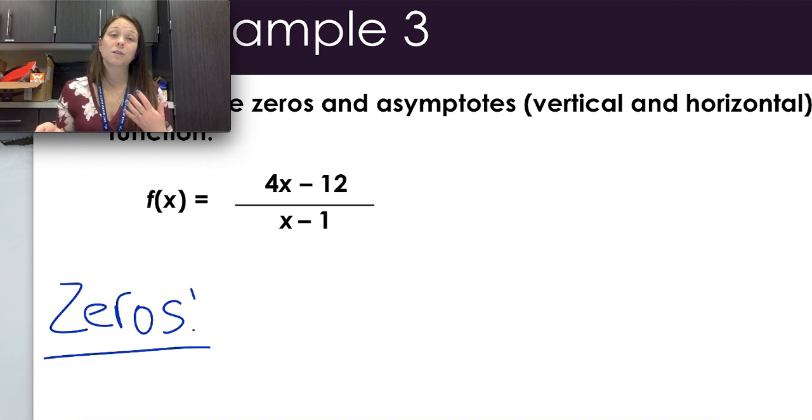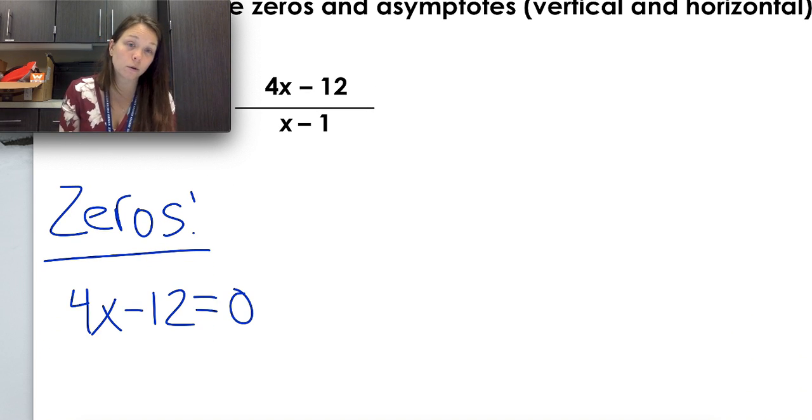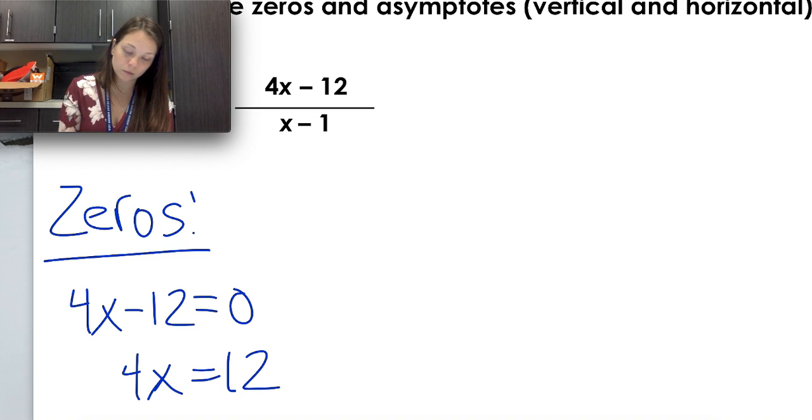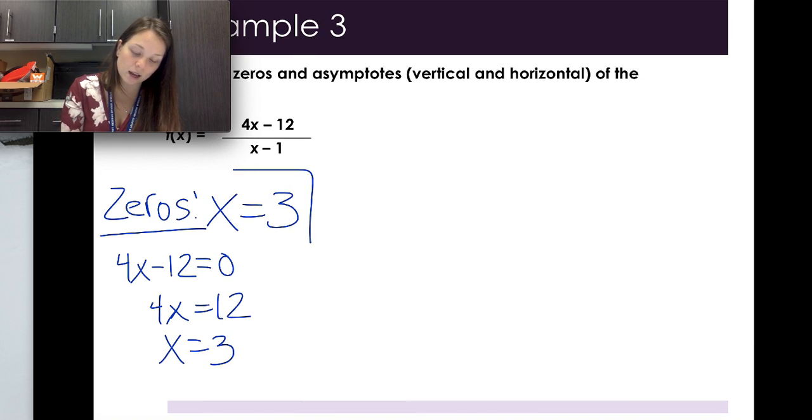We can't put this in factored form and just take the opposite, so we actually have to do a little bit of work here. So I'm going to take the 4x minus 12, set it equal to 0, and solve for x. I would first add the 12 over to give me 4x equals 12. Then I would divide by the 4 and I would get x equals 3. So my zeros, there's only one of them and it's at x equals 3.